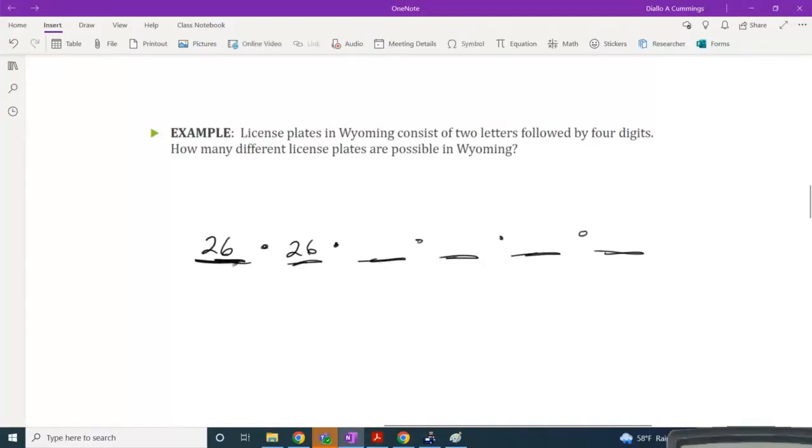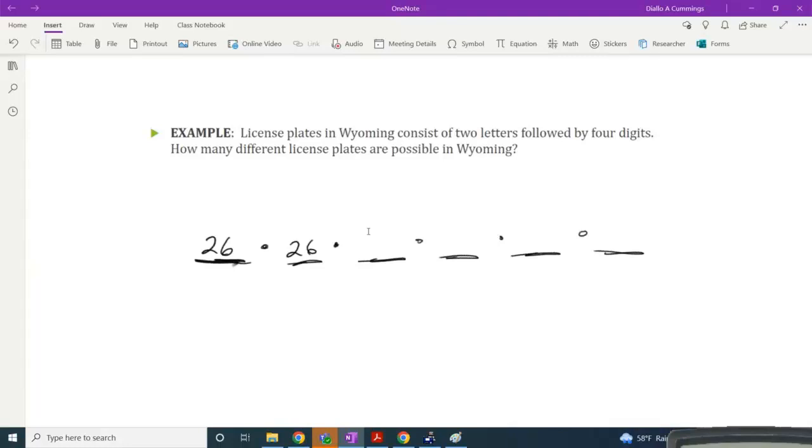And then it's followed by 4 numbers. So for the third character in the license plate, which is a number, how many numbers are there to choose from? 10, right? So it's 0, 1, 2, 3, 4, 5, 6, 7, 8, 9. So 0 through 9. So we're not counting 10 as a number.